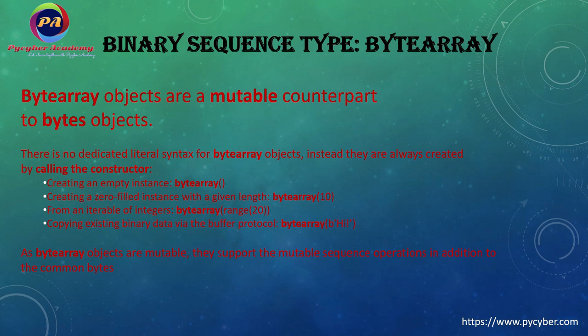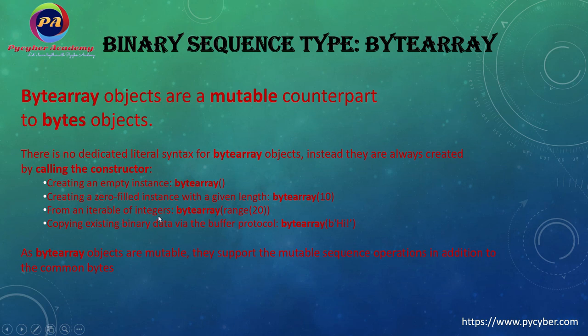That's similar to list and tuple. In a tuple we can't change the values once we create it, but in a list after creating we can update and add some elements. Similarly here, bytes are not changeable and bytearray is changeable. So here are some methods. Calling only bytearray will create an empty instance of a bytearray object. Like if I create bytearray(10), it will create a zero-filled instance of length 10.